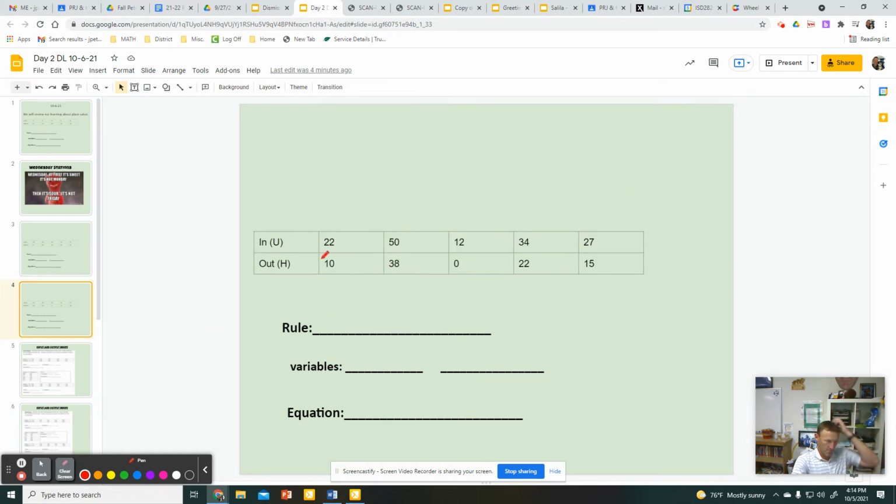And my next one, okay, I'm going to check out 3 ordered pairs here. Looks like I'm getting smaller from my in to my out. Rule is minus 12. Variables U and H. And I'm going to take U, I'm going to subtract 12, and I'll be left with H. That's what we're doing.